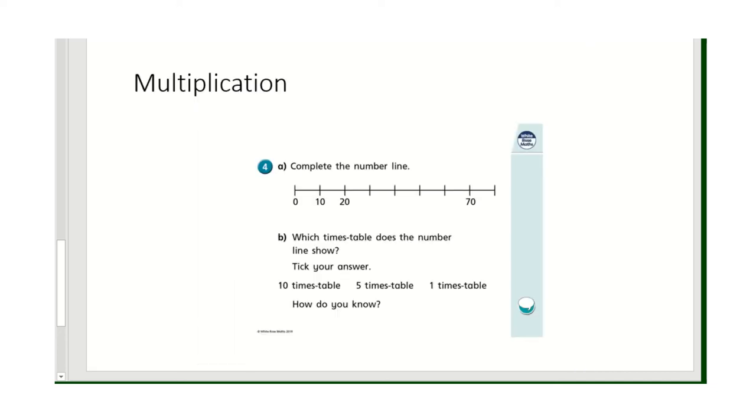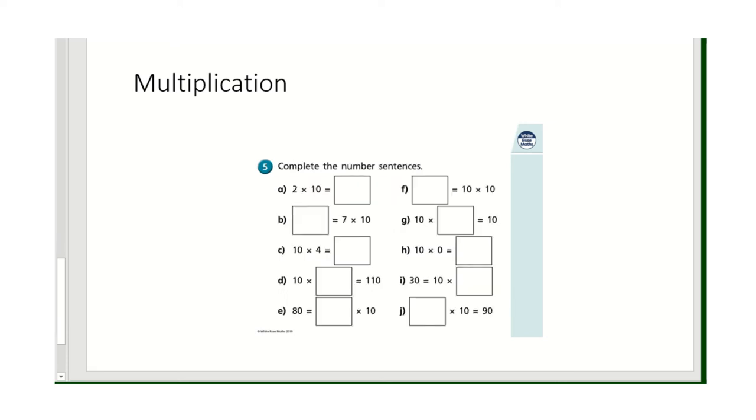Now then, again, we've got a number line there. Look, can you complete that number line? Again, we've got some number sentences. Think really carefully. Look at D. 10 times something equals 110. How many tens are in 110? 10 times what equals 10? How many tens in that?